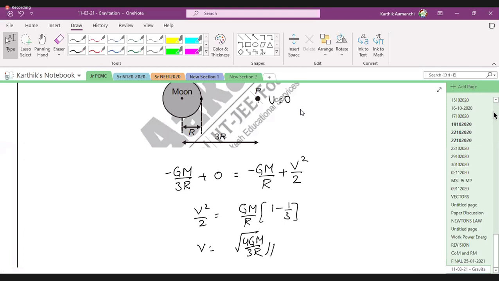I think we have done this. I'm reading the question. Tell me if we have done it or not. If an object is projected vertically upwards with a speed equal to half the escape speed of Earth, then the maximum height attained by it is. So we haven't done this, but we can do it.